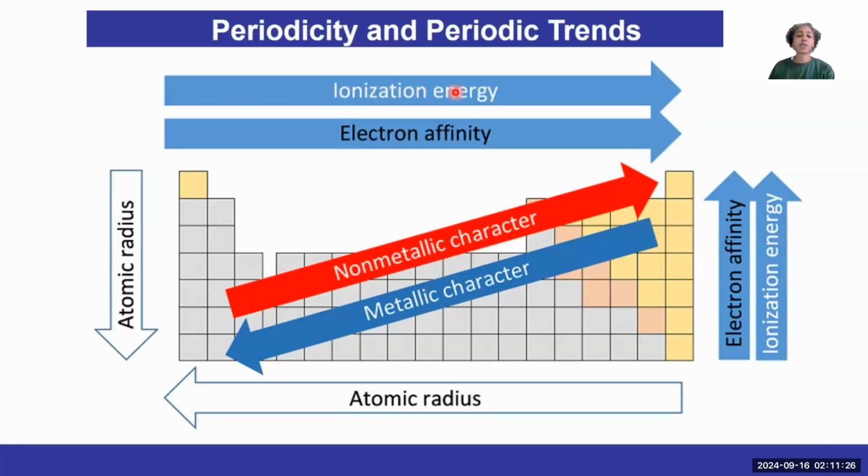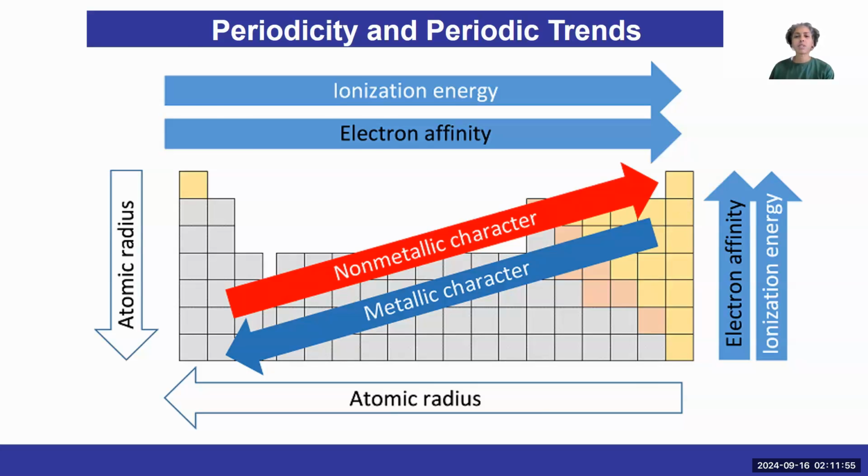Ionization energy, or the energy required to lose an electron, and the energy that is given off when gaining an electron, is going to be high on the top right, also because of atomic radius. The smaller the atom, the more energy it is going to take to lose an electron, and the more energy that is released when gaining an electron.